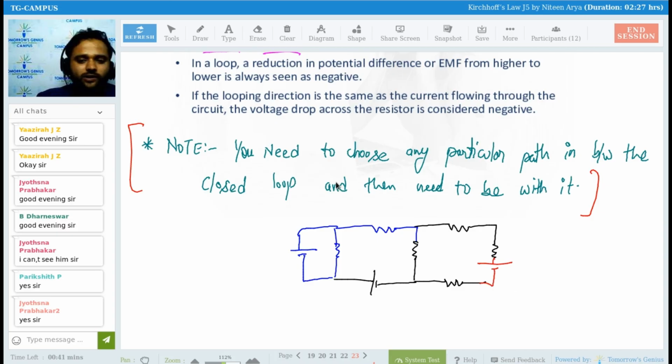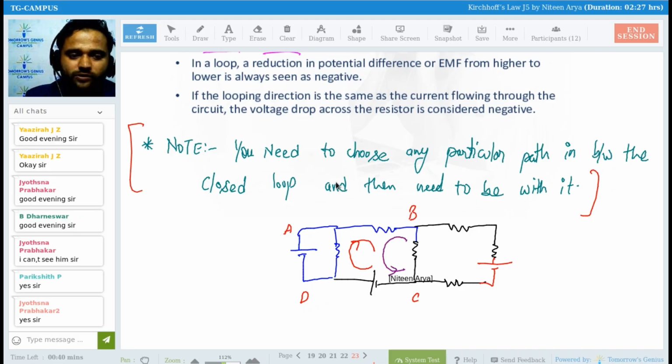So now, first of all, it's your choice to make a closed loop. Suppose A, B, C, D, this particular loop you choose. Now you want to go in this way or you want to go in this way. There are two opposite directions, two opposite paths: either CDAB or ADCB. But the moment you choose a particular path, you need to be with that. Simple as that. Because as you can see, these are connected in the same sense or same direction, so that is not the problem.